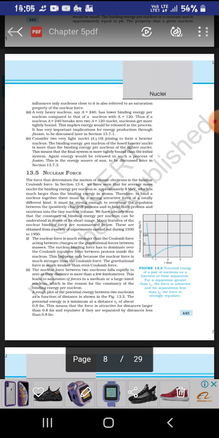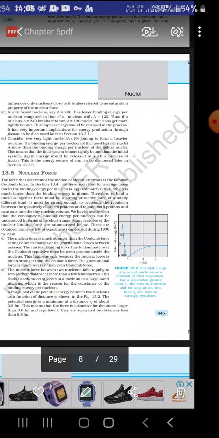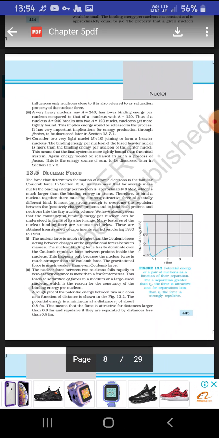Thus if a nucleus with A equal to 240 breaks into two nuclei with A equal to 120, we get more tightly bound nuclei. And we should also consider two very light nuclei joining to form a heavier nucleus. So light nuclei should join to form a heavier nucleus. These are the observations we got. They may ask this in your final exam. Remember this.